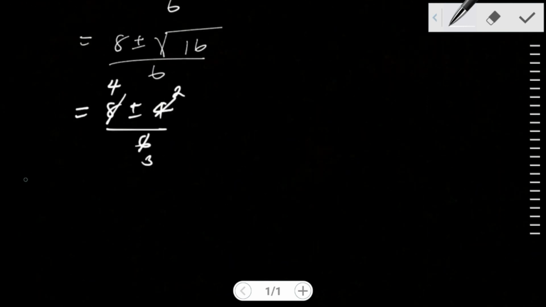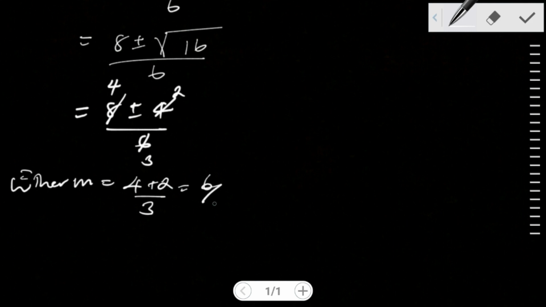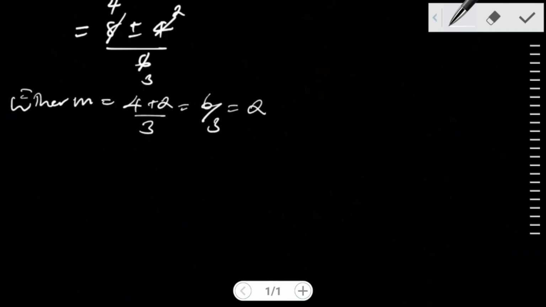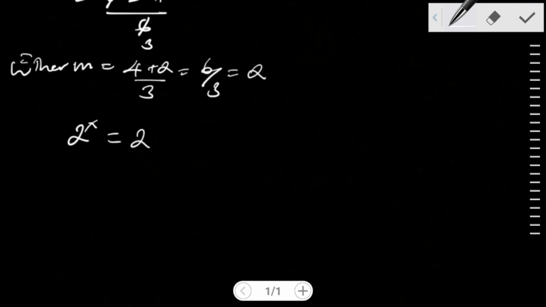So either m is equal to 4 plus 2 all over 3, which would be 6 all over 3, giving me a 2. Now, we had 2 to the power x, and we wanted to get its value. So m is 2 to the power x. So 2 to the power x, in this case, would be equal to 2. Now, using laws of indices, since we have the same base, x would be equal to 1. And even when we use logarithms, it still gives us a 1.